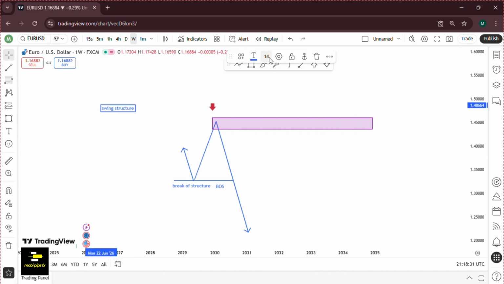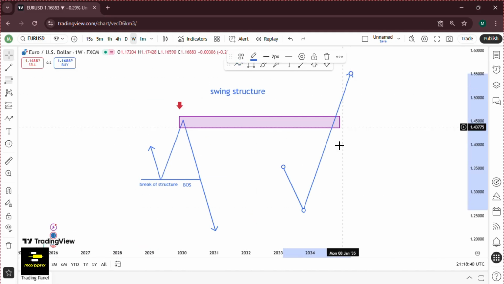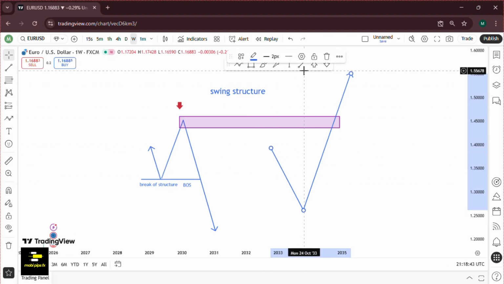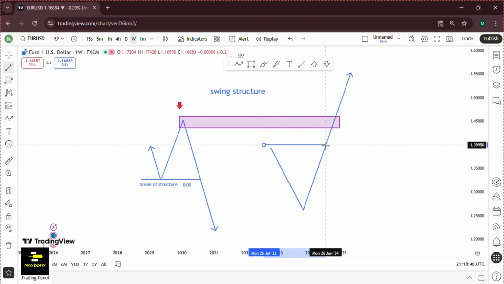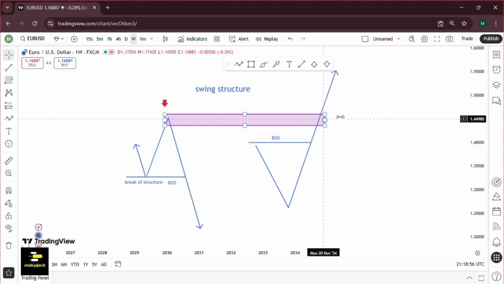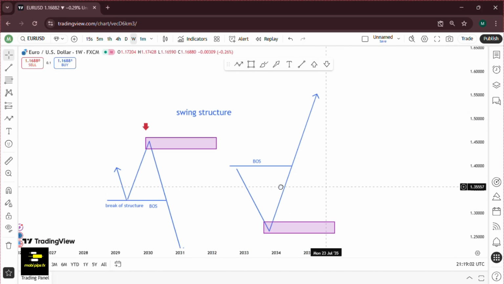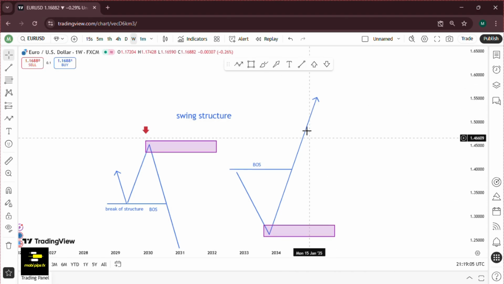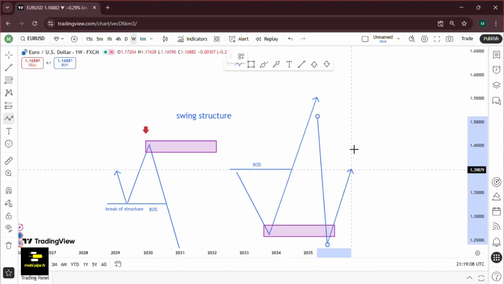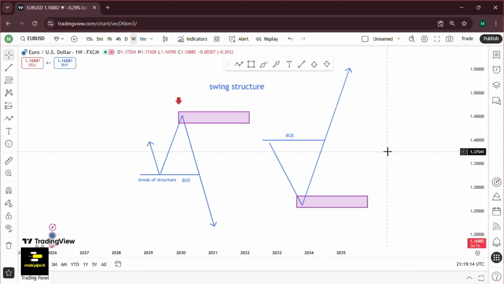Let's increase our font size. So this is a swing structure. You can have it this way, or you can have it this way. What has happened? You're seeing a break of structure right here. So for this one, what are we waiting for? What do we want to see? We are waiting for price to come back here so that we can buy. So this is a swing structure. That's what we are focusing on.